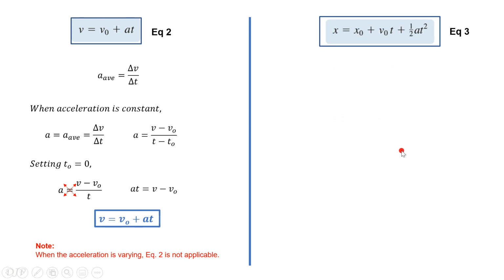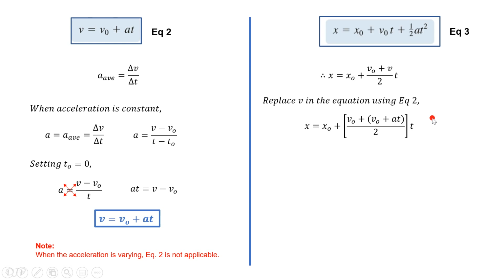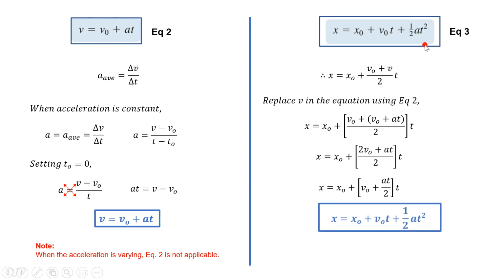Thus, final position is equal to initial position plus this formula of average velocity when acceleration is constant times time. Then replacing final velocity using equation 2, we express the equation now as follows. Then by simplifying the numerator, final position is expressed in this form. Lastly, we modify this quantity into this form, and then let's distribute variable t, giving us the third kinematic equation.